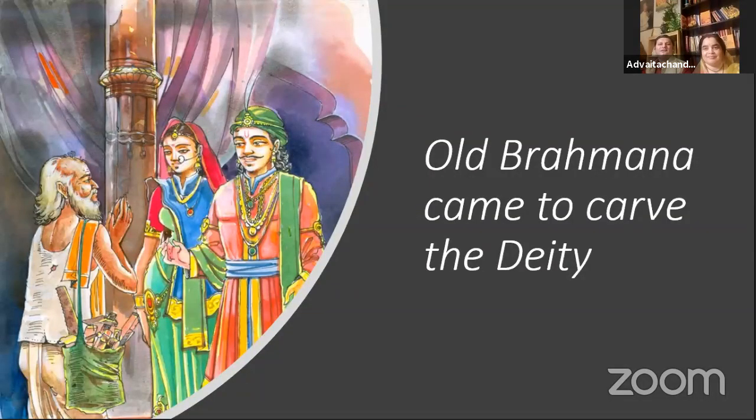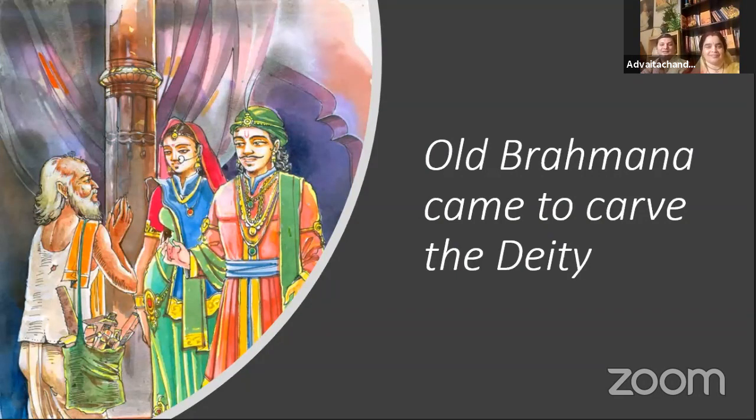And this old Brahmana came to carve the deity. Some say he is a Vishwakarma incarnation. Some say he is the incarnation of the Lord himself. But he said that he can chisel and make the deity, but only if he is allowed to work behind closed doors for 21 days. In 21 days, I will make the deity, carve the deity.